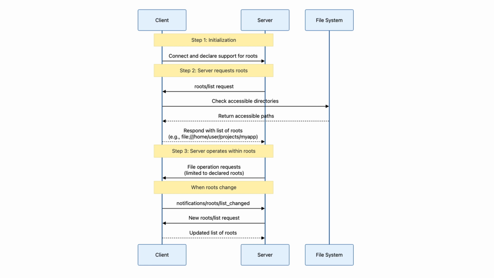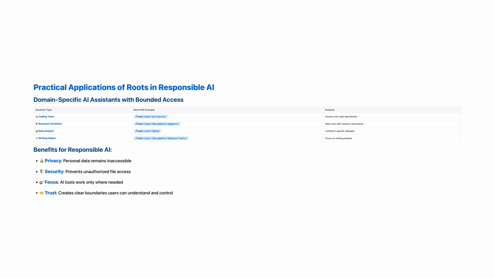In a typical application, you might have a UI where users can select which folders they want to give access to, and those choices get translated into root definitions behind the scenes. That's really powerful. I'm thinking about all the applications where this would be useful, like imagine a research assistant that can only access your papers folder or a coding tutor that only sees your learning projects but not your work code. I feel like this solves one of the big concerns people have about AI tools. The "how much access is too much" question.